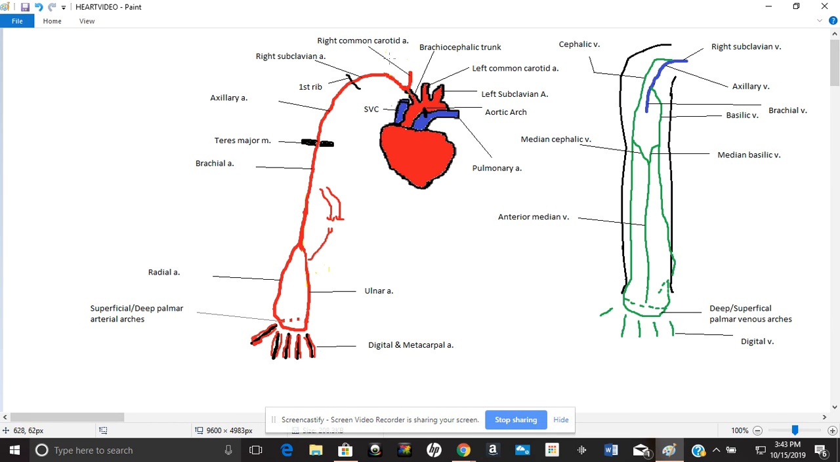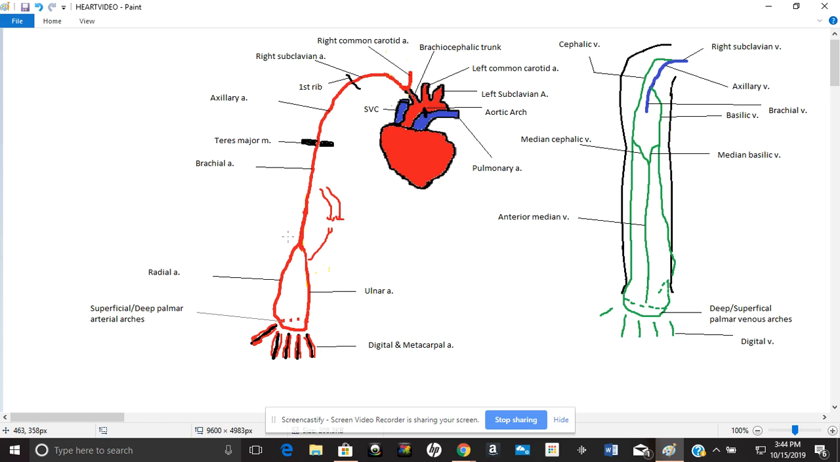Now this right subclavian artery turns into the axillary artery, and then the brachial artery. It is one long artery, but it changes its name after it passes several landmarks. So firstly, it becomes the axillary artery. The axilla is the armpit, by the way. It becomes the axillary artery after it passes this lateral border of the first rib. And similarly, the axillary artery is going to become the brachial artery when it passes the lower border of this teres major muscle, which is the formation of the bottom or the inferior part of the quadrangular space.